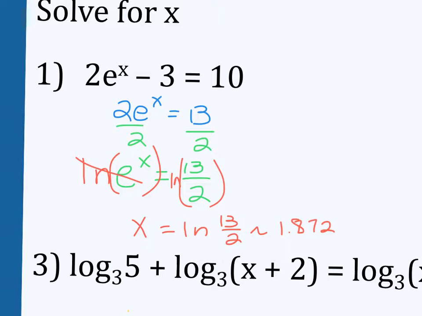That could be solved as far as the ln of 13 over 2 without a calculator, and then with a calculator you'd get to the actual rounded answer. Questions on that one? With a calculator, this is easy to check, right? I would just plug in my calculator, 2 times e to the 1.872 minus 3. It's a rounded answer, so it might not be exactly 10, but you're going to get pretty close to 10.